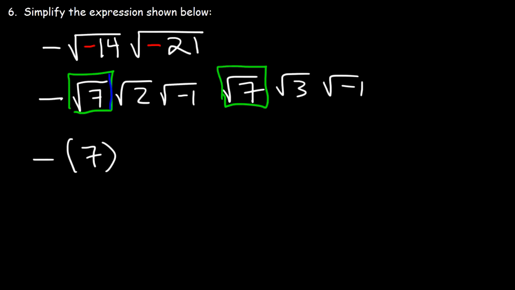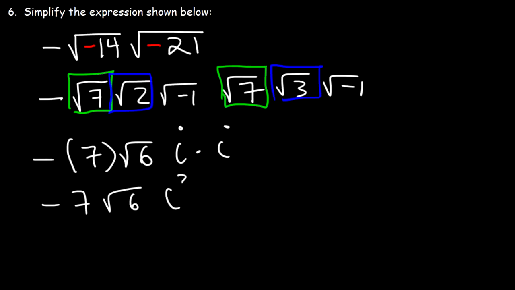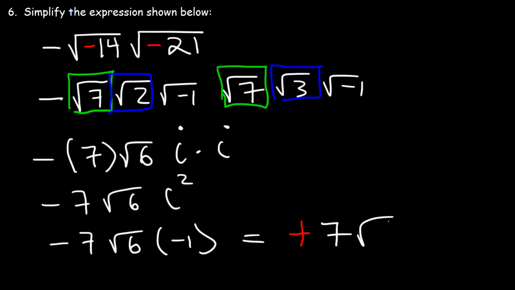The square root of 2 times the square root of 3, that's equal to the square root of 6. And the square root of negative 1 is i, so we have two of them, or i times i. i times i is i squared, and i squared is equal to negative 1. Negative 7 times negative 1 is positive 7. So the final answer is positive 7 root 6.